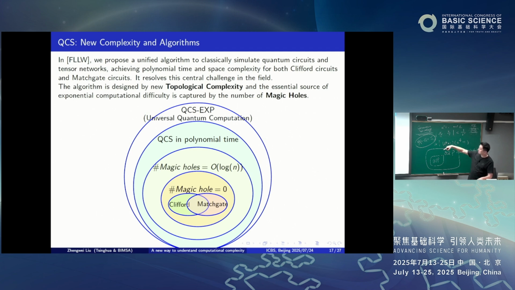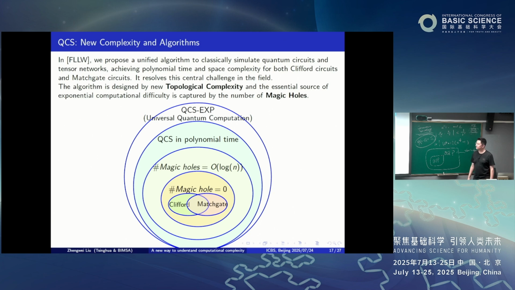The second one is our main algorithm, where we have this family that admits classical simulation. You can see this remarkable family: Clifford and matchgates form the smallest circle. Now we find a new family that involves both. In addition, we find a new feature to characterize the exponential computational difficulty, called the magic holes. If the number of magic holes is logarithmic, then it still has classical simulation. But if it has a linear number, then we don't know. That will be in the more general hard family.